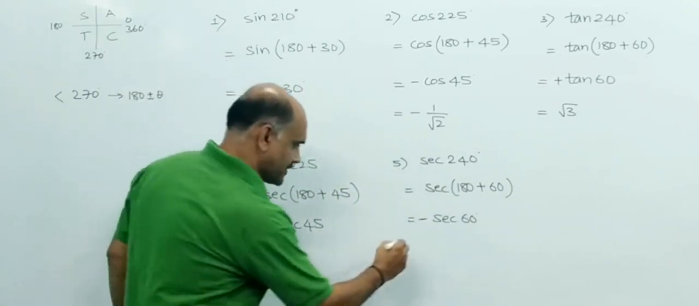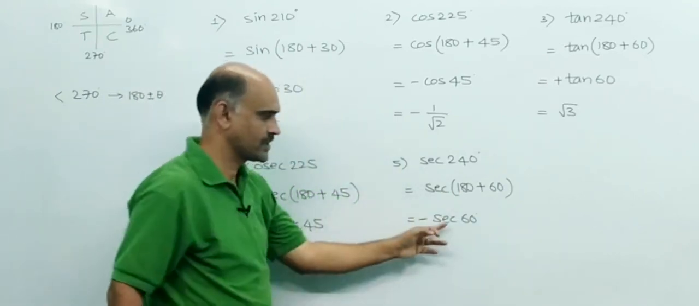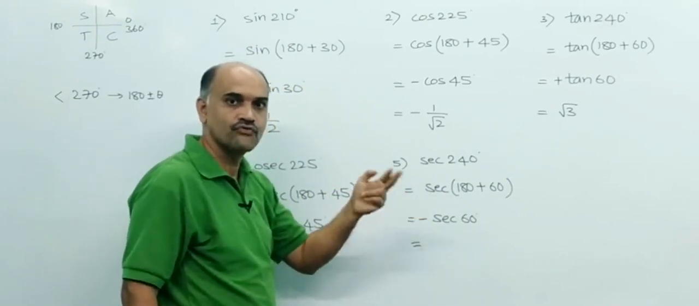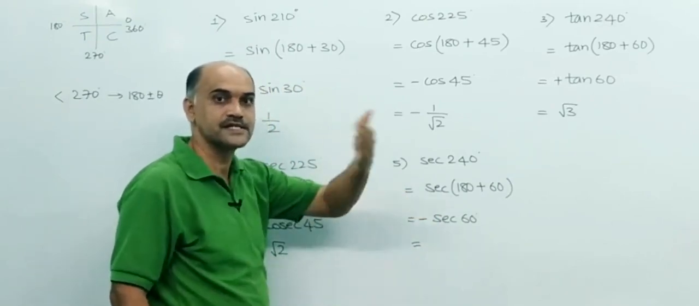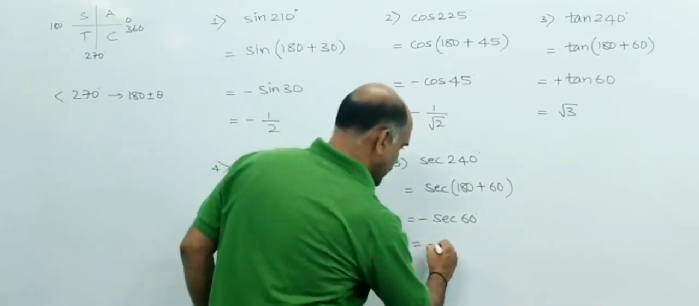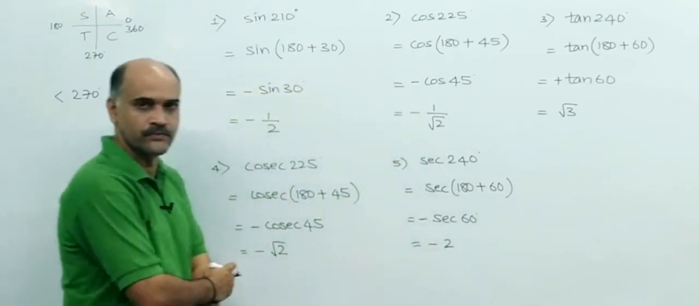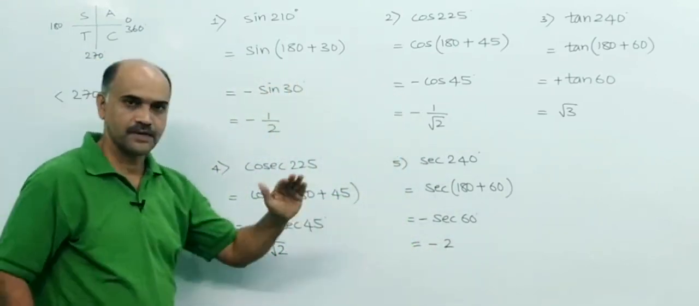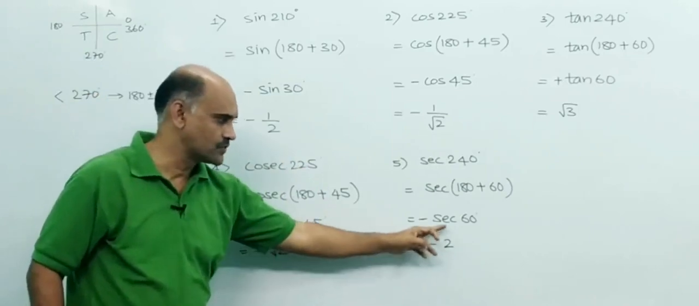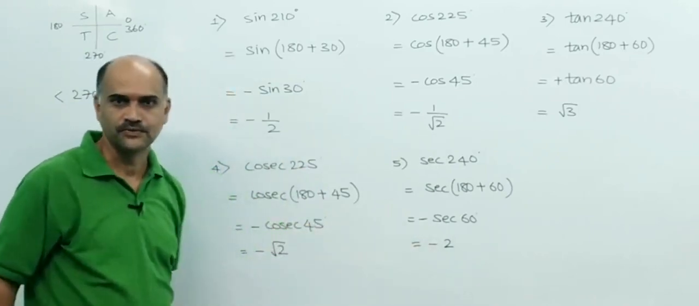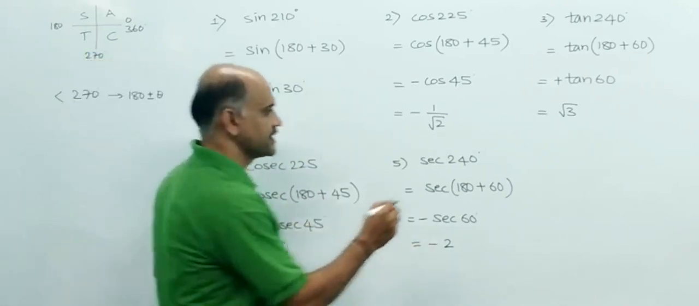Now substitute the value. Cos 60 is 1 by 2. So secant 60 is the reciprocal. So you will have the answer minus 2. Clear, students? Similarly, sixth one.